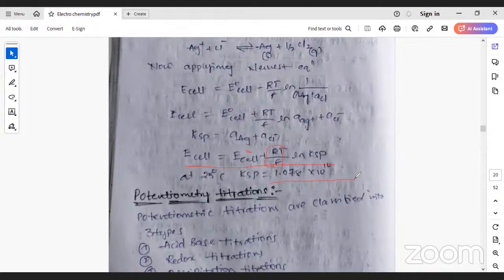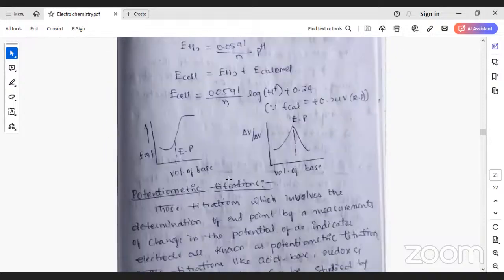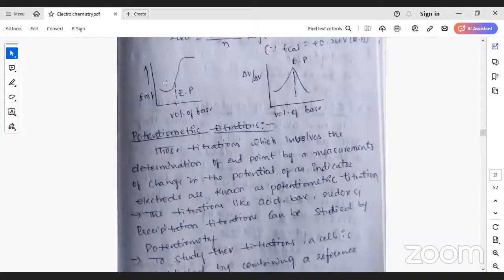Therefore, the solubility product of sparingly soluble salts can also be determined with the help of the Nernst equation. Potentiometric titrations are of three types: acid-base titrations, redox, and precipitation titrations. This was already discussed yesterday. These are the EMF curves, the sigmoid curve, and the peak.